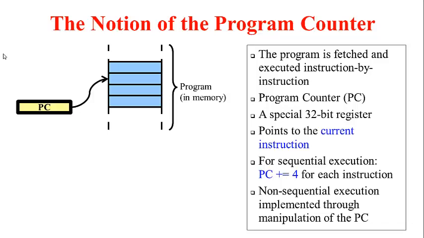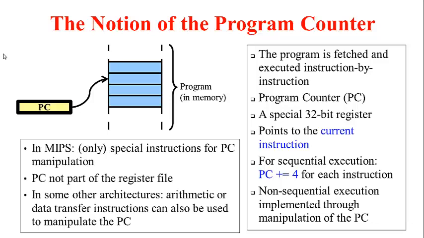You know that in higher level language, we can have non-sequential execution. Now, this has to be implemented by special manipulation of the program counter. In the MIPS instruction set, it turns out that the PC, which is also a 32-bit register, is not really part of the register file. That is, it does not correspond to any of the registers $0 to $31, which we have talked about earlier. In MIPS, only special instructions can be used for manipulation of the value of the PC.